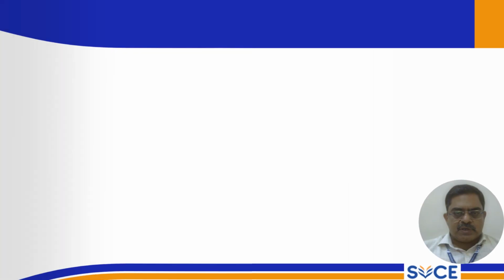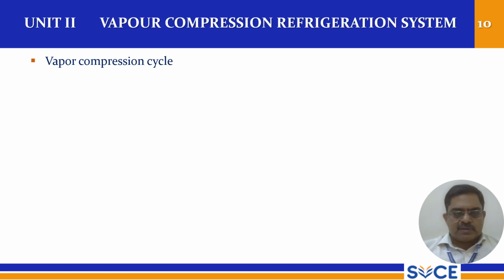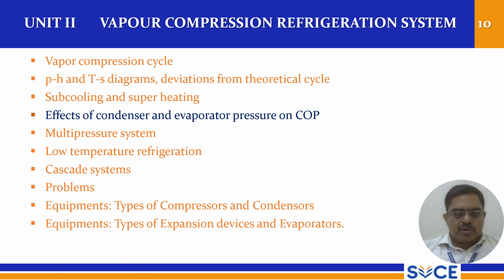As we discussed in earlier sessions, this is the syllabus, and now we are going to discuss the effects of condenser and evaporator pressure on COP. In the next session, we are going to start the multi-pressure system, and before that, I am going to take a small session and discuss a few problems on condenser and evaporator pressure and its effect on COP. Those problems will be very simple, and you can easily understand them. Students, we will discuss in a very short session.